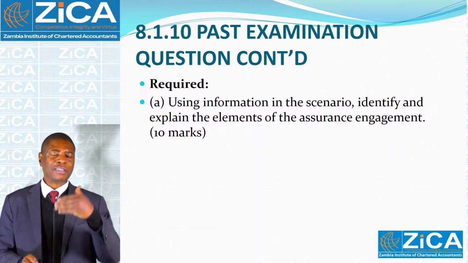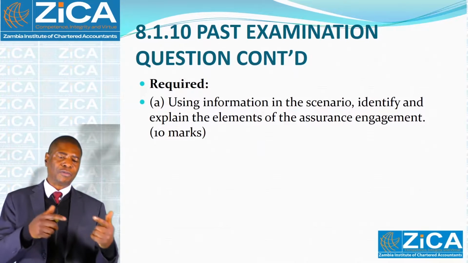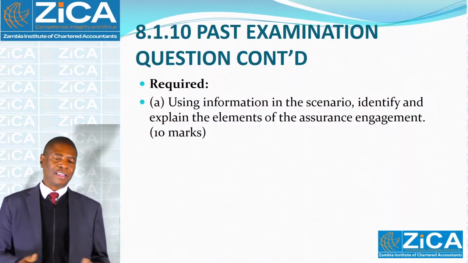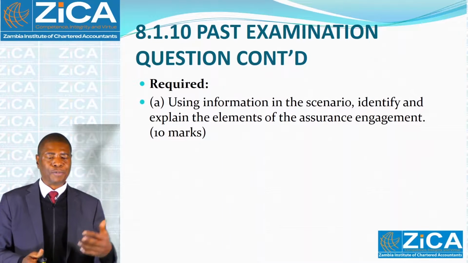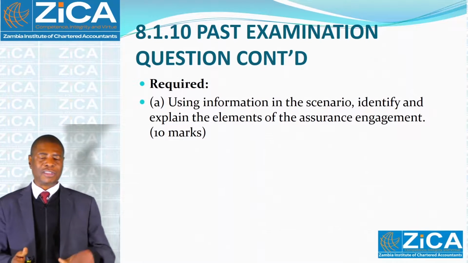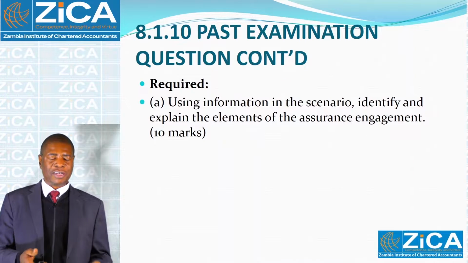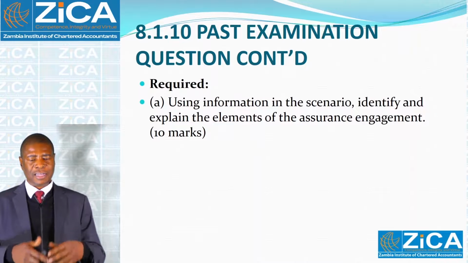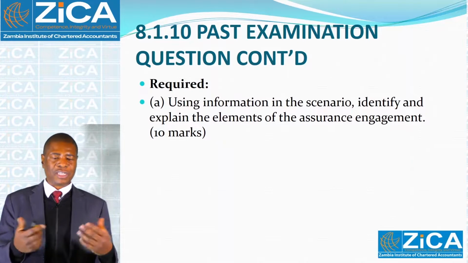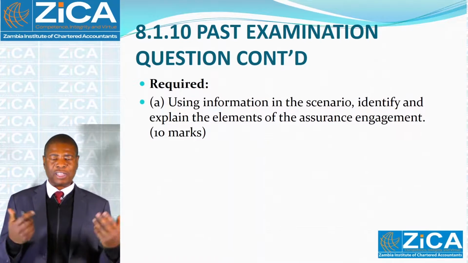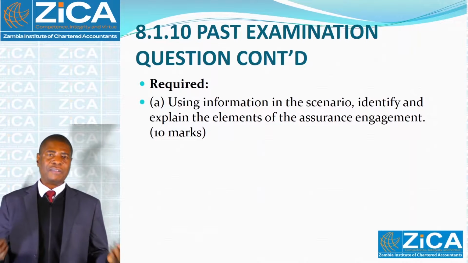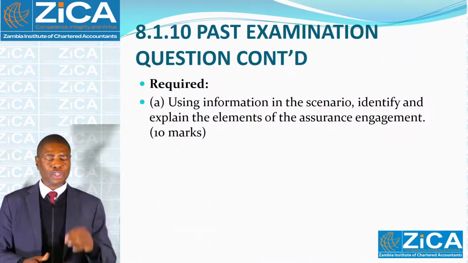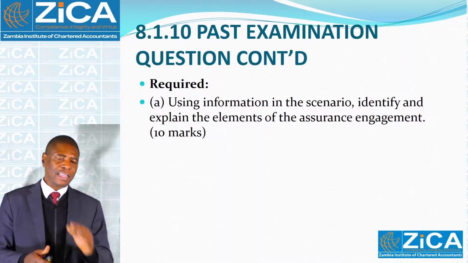Now, for you to be able to answer this question, you should know what are the elements of the assurance engagement. Okay? We all know that there are those three parties: the responsible party, you've got the users of the reports, and you've got the practitioner, who's the auditor in an auditing assignment. Then you've got the subject matter, you've got the suitable criteria, you've got evidence, and then you've got the report at the end of the day. So the assurance engagement must have those 5 elements in there.